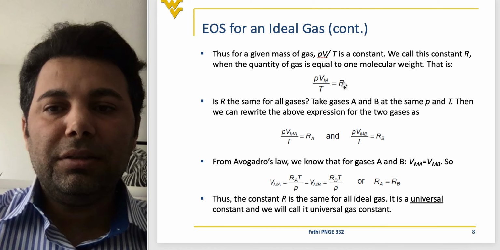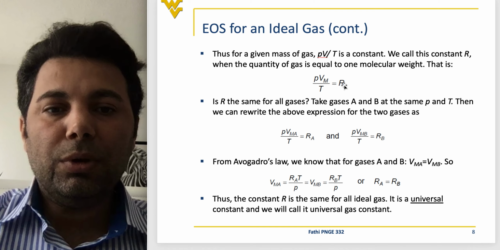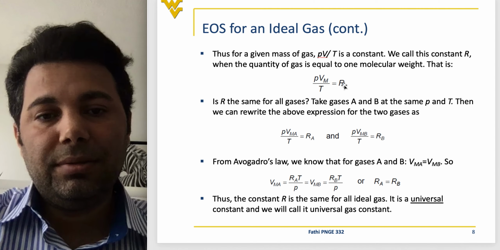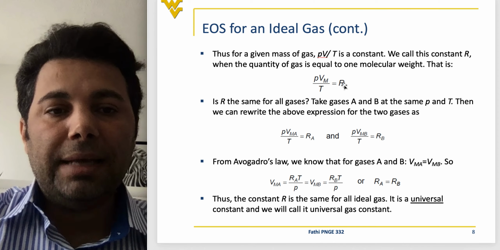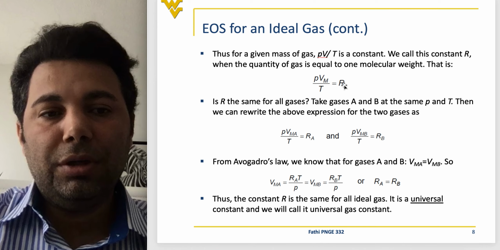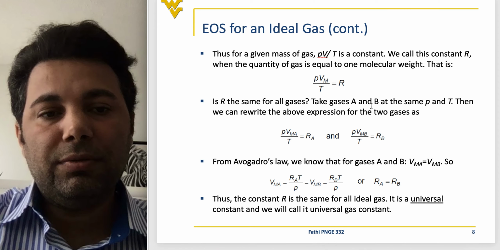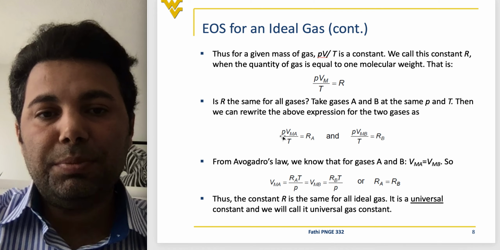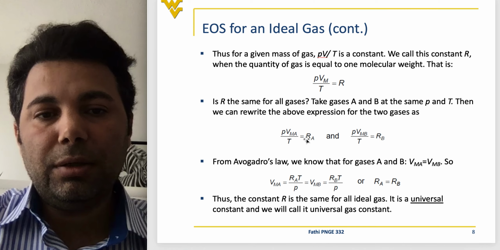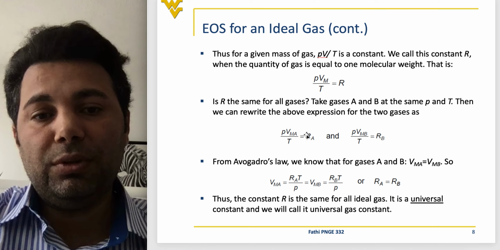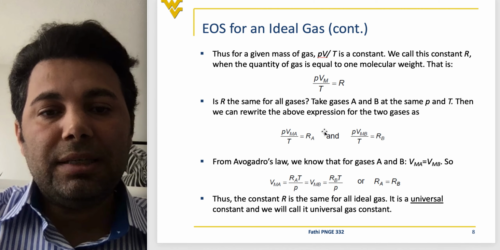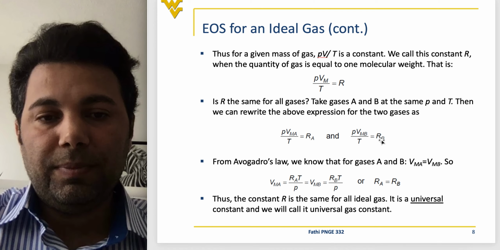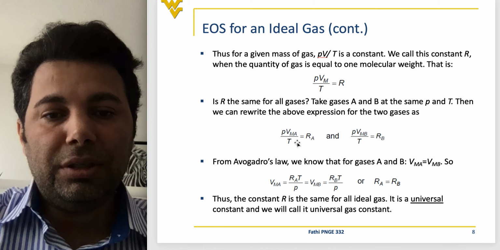Here we want to make sure this is really a constant. So is R the same for all gases? Let's assume we have two gases, gas A and B, at the same pressure and temperature. I can write this equation for gas A and for gas B. For gas A, P times molar volume of A over T is equal to RA. Let's assume R is different for different gases. And for gas B, it's again pressure times molar volume of gas B over temperature equal to RB. These two are at the same pressure and temperature.